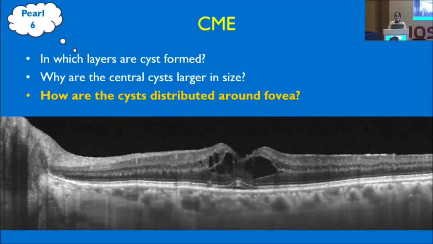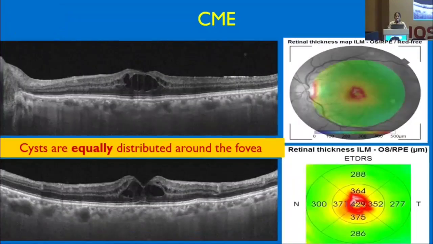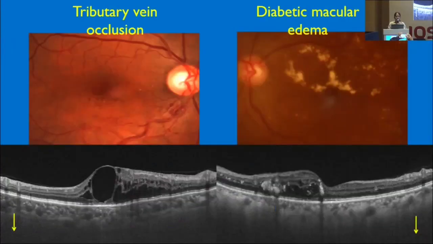Now, how are the cysts distributed around the fovea? This helps us in differentiating the pseudophakic cystoid macular edema from other causes of macular edema. Now, they are equally distributed. So, you can see that exactly if you bifurcate at the foveola, on either side there will be large cysts, then surrounding will be the small cysts. This is not the case in tributary vein occlusion and diabetic macular edema. Here we can see the cysts will not be equally distributed around the fovea.